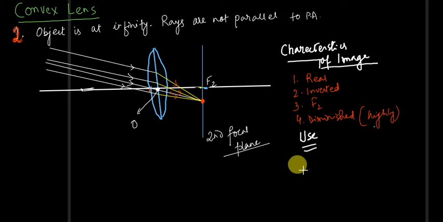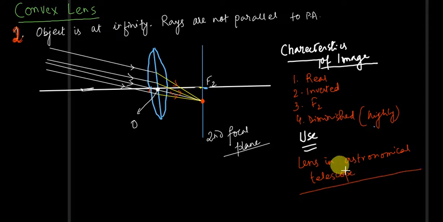Where is it used? It is basically used as a lens in an astronomical telescope. Please remember it is used as a lens in an astronomical telescope. These uses are very important in case of lenses and in case of prisms. In case of prisms, some prism is used as an erecting prism. Please do all those prisms and those uses also. So ray diagram and uses both are very important. Okay, so we'll now move to our next one.